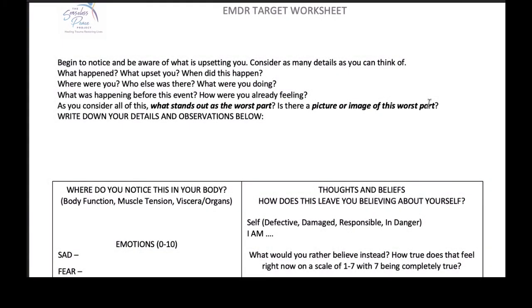As we take a look at the EMDR target worksheet, we're just going to begin to notice all of the details about the event or the issue that's upsetting you. You really do want to consider as many details as you can think of. As you think about all these details and all of the elements in this event, what stands out as the worst part? Is there some type of picture or image that seems to represent this worst part? Write down some of these details below, as well as the worst part and the idea or the image that seems to connect to that.